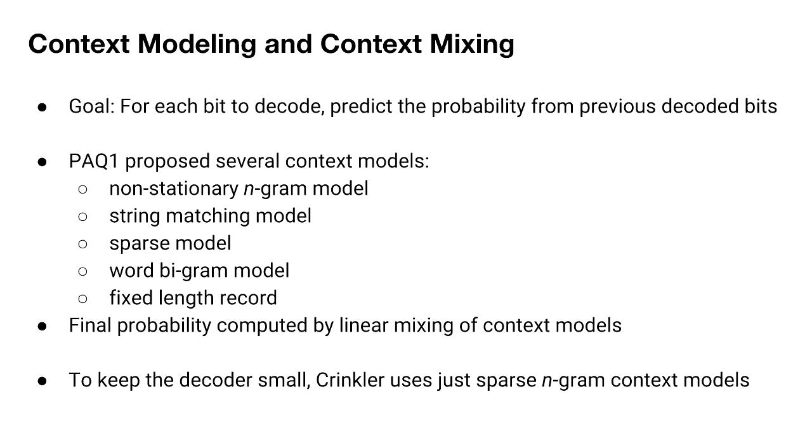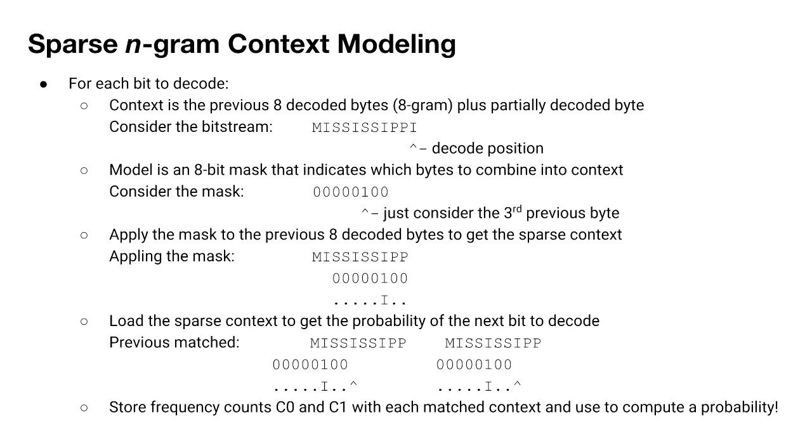Don't worry if these technical words around information theory are things you haven't heard before. I'll explain exactly what this means. So this is what we mean by sparse n-gram context modeling. And so I'll do it by example.